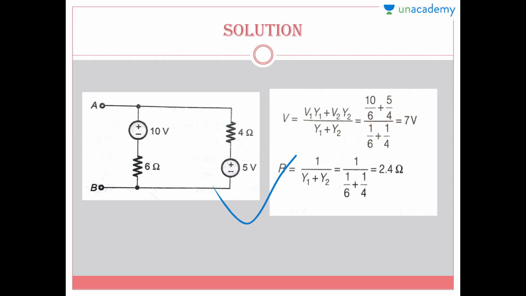Resistance, you know, is 1 upon conductance. So total conductance is Y1 plus Y2. For that I am writing here, and you'll get a resistance value of 2.4 ohm, right? So the equivalent voltage is 7 volt and the resistance is 2.4 ohm.